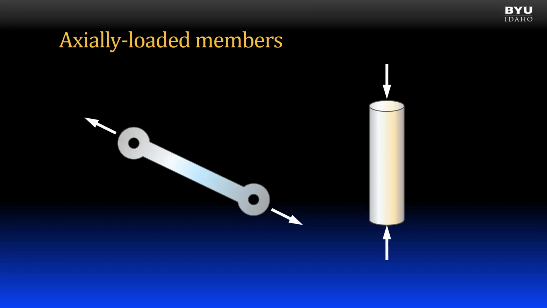Axially loaded members are structural members where the primary loading occurs along the primary axis of the member. These members are typically long and slender, like columns in a building, members in a truss, or links in a machine. These members are sometimes called two-force members and take tension or compression loads.